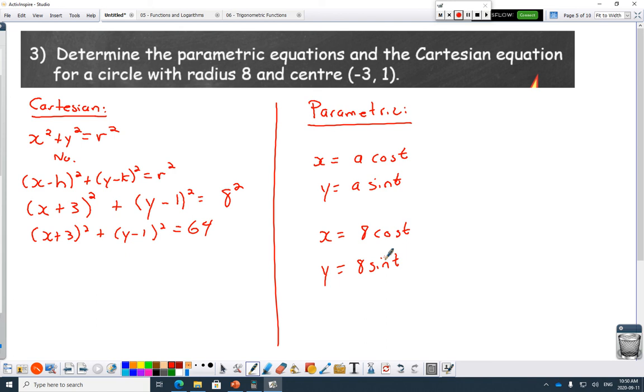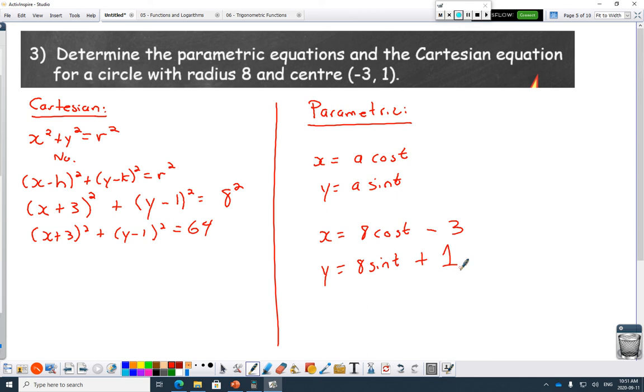Moving the center. This is a circle, radius 8, but centered at the origin. If you want to move it, you're going to like and hate what I'm going to do next. You're going to like it because it's simpler than the Cartesian version. You're going to hate it because it's different than the Cartesian version. To modify the x, you just take the x value you had, and you've got to move it -3. And you take the y value you had, which was 8 sine t, and I've got to move up to +1, so I've got to move up 1.